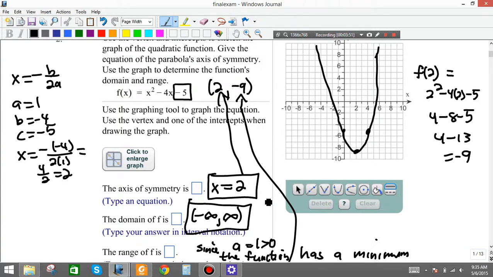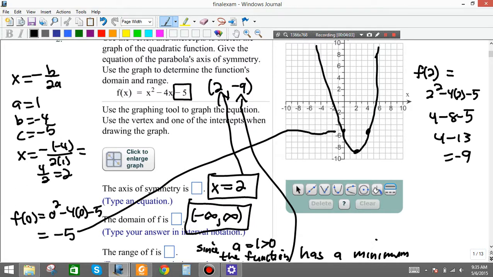So you need 2 points. You need the y-intercept. So f of 0 is 0 squared minus 4 times 0 minus 5. And that equals negative 5. And that is the negative 5 here.